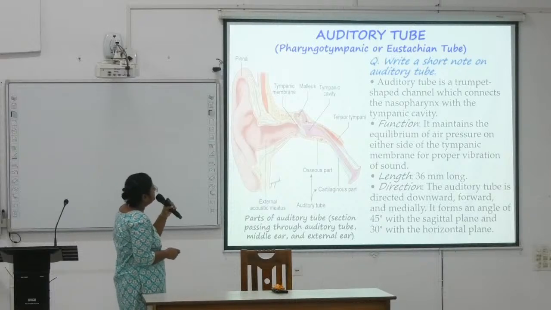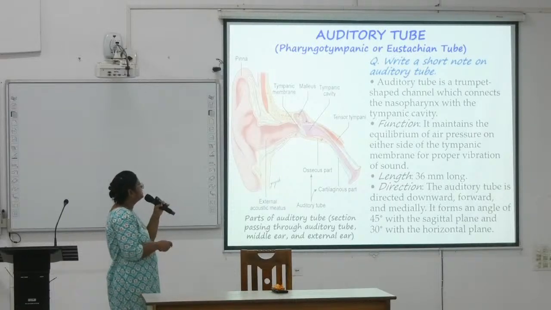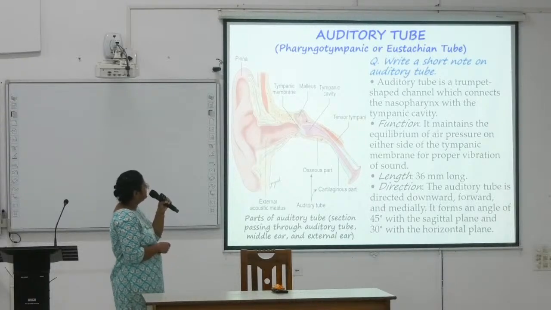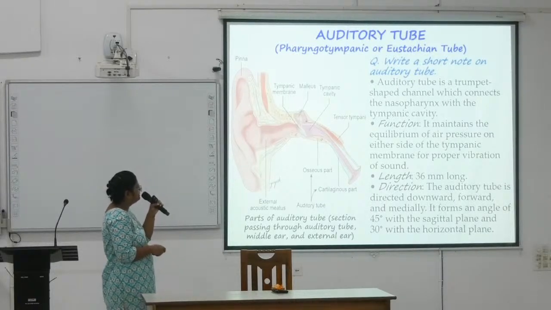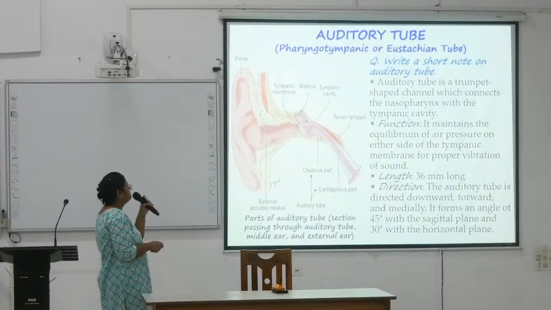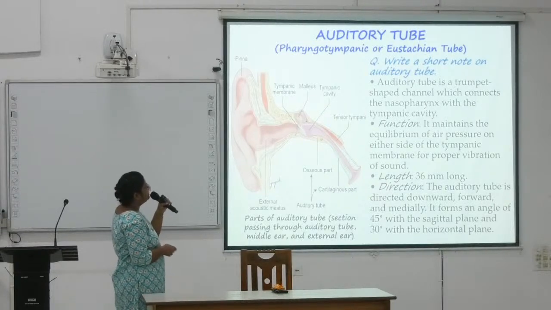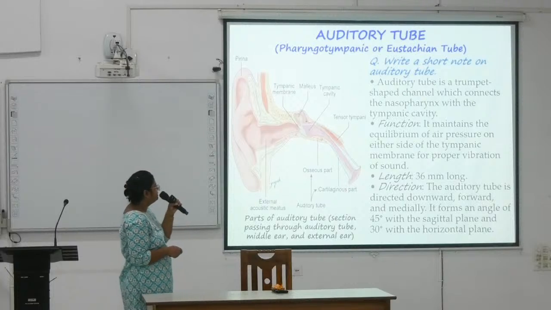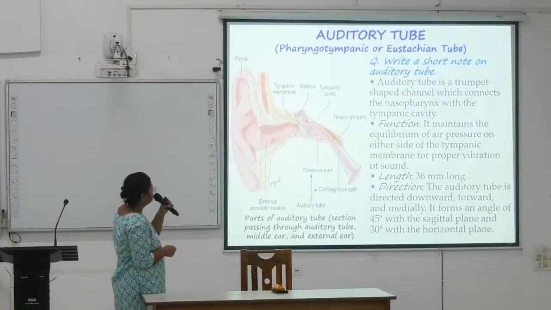Okay. So the auditory tube, you can see from this shape, it is a trumpet shaped channel which connects the nasopharynx with the tympanic cavity. This is the tympanic cavity, and here is the nasopharynx, connected by the auditory tube. What is the function? It maintains the equilibrium of air pressure on either side of the tympanic membrane.